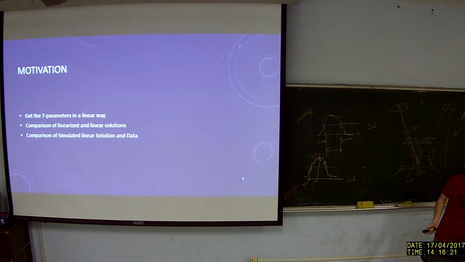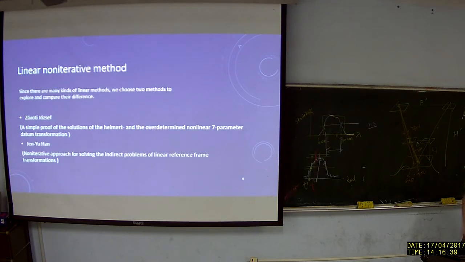So my motivation is I want to get the 7 parameters in a linear way, compare the linearized and linear solutions, and simulate the linear solutions with data. Since there are many kinds of linear method solutions, I choose two methods to explore and compare their difference. The first person is Lavati Joseph, and the second person is Zheng Yuhan.